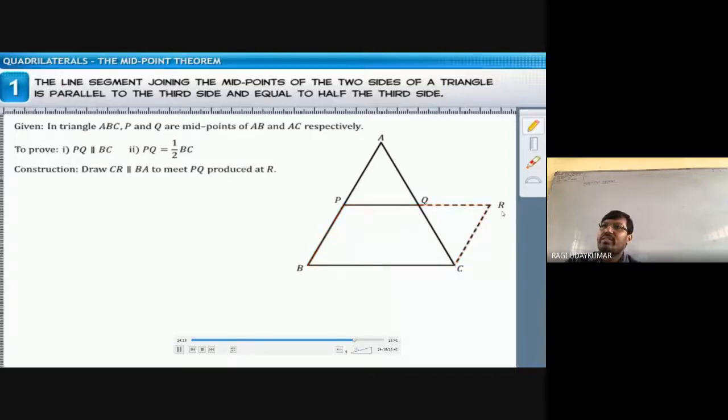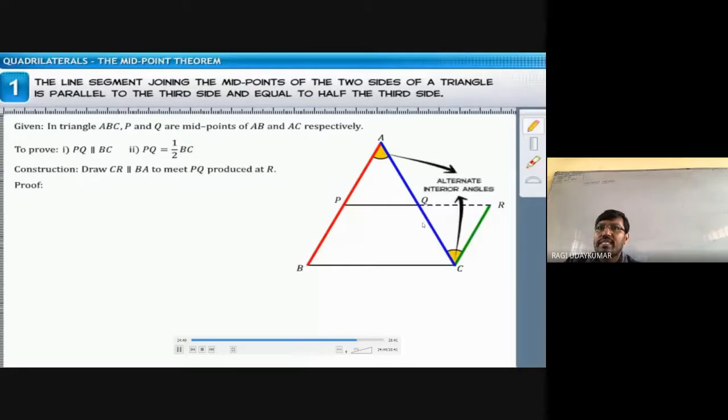And produce, then we are going to get this. This is a construction, and join Q to R. See here the steps, how you have to write. Draw CR parallel. Here you have to write a line over CR, and a line over BA also, to meet the PQ produced at R. PQ को produce कर लिया तो R के पास.